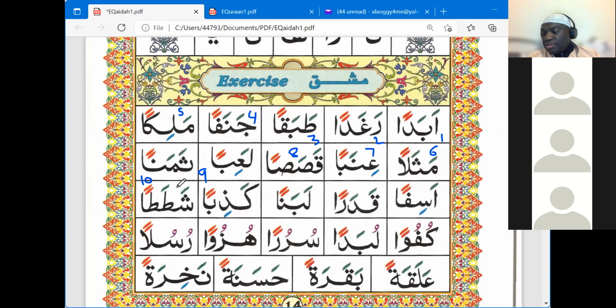Thamanan. Is it sa or tha? Tha. Don't let us say sa. It's not sa, because if it is sa it's going to be sin. If it is sha, it's going to be three dots. But tha. Remember alif, ba, ta, tha. Thamanan. Okay? I think only two lines are okay for today, inshallah.